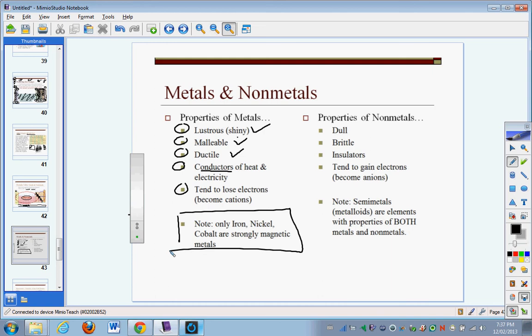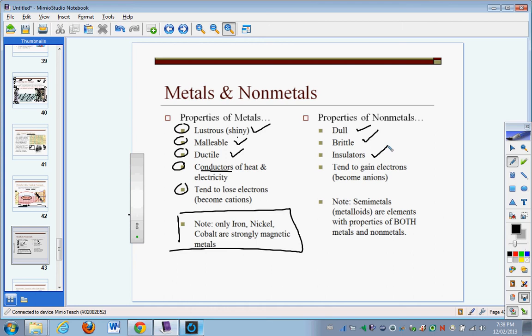Now, nonmetals, their properties are pretty much the opposite of the metals. Instead of being shiny, they're dull. Instead of being soft and malleable, if you tried to hammer a nonmetal, or if you tried to pull it into a wire, it would basically shatter or snap because they're brittle. They don't conduct electricity or heat, so nonmetals tend to make good insulators. And instead of losing electrons, they tend to gain electrons, so they become anions instead. The semi-metals, or the metalloids, have properties of both of these things.